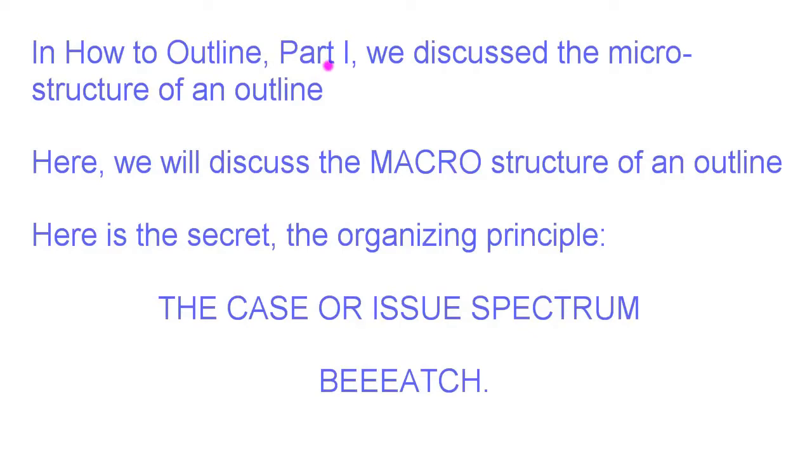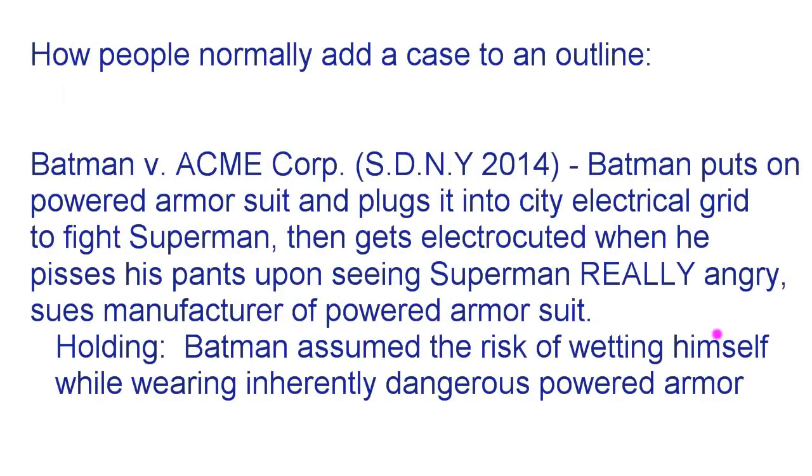This one's called How to Outline Part 2. In a previous lesson, How to Outline Part 1, we discussed the microstructure of an outline. That is, at the case level, how do you actually structure the few sentences that you write about a particular case for maximum effect? Quick review, this is bad.